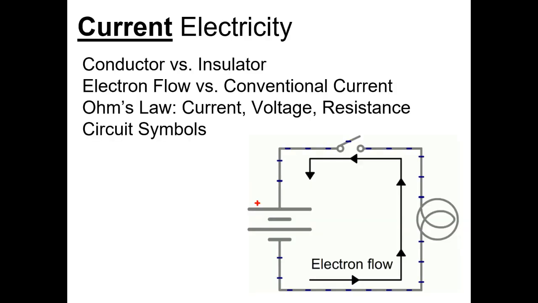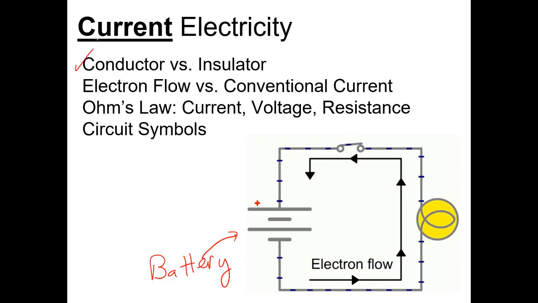Okay, so next, with current electricity, this applet on the screen just shows a battery. So the circuit symbol for a battery is on the screen. We use that quite a bit. We're going to talk about how electrons flow around conductors. So conductors versus insulators. Conductors allow electrons to flow easily.